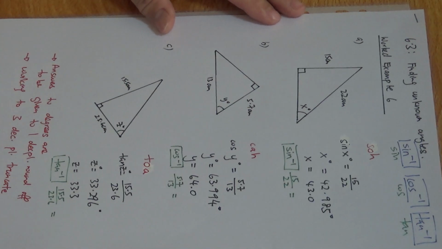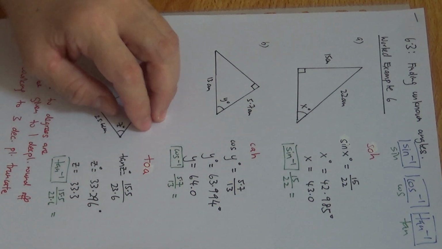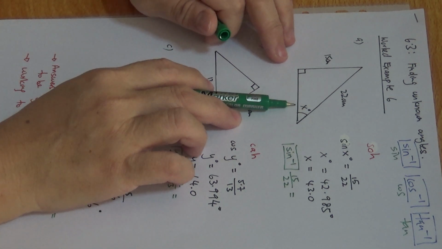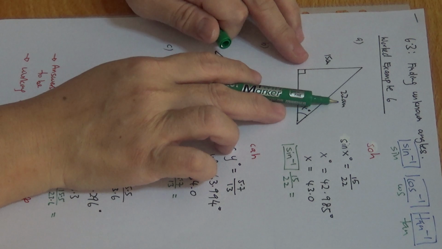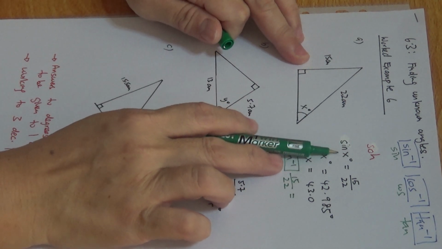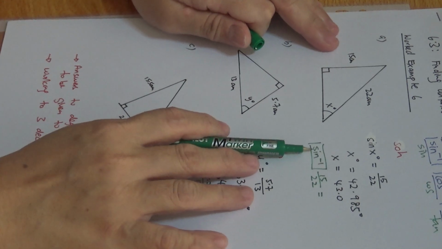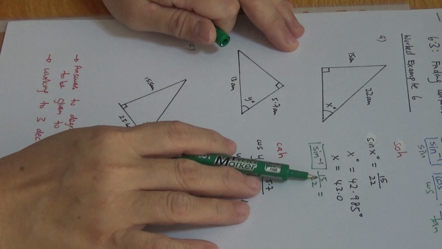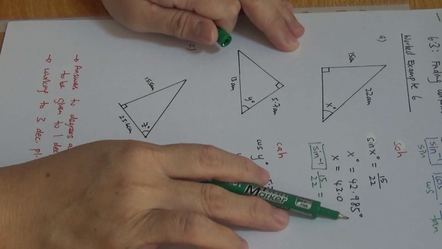Let's look at part A. They want you to find the value of x. This is x, and this is the opposite of x. This is the hypotenuse. Opposite and hypotenuse, so I use sine. So sine x degrees is this. Now you just need to press sine -1, 15/22 equals, and you will get this answer.